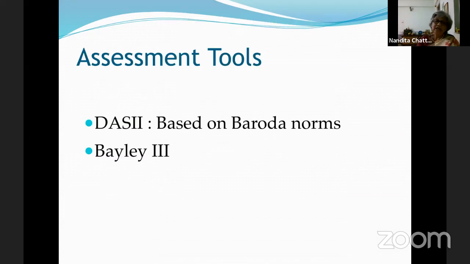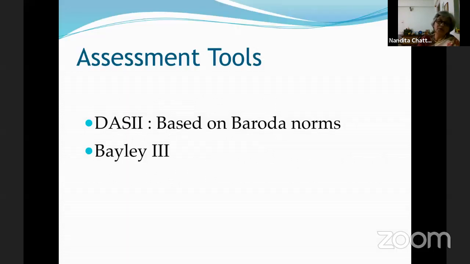For assessment, commonly used tools are, one is DASI, based on Baroda norms. This was devised in India, and the Bailey 3. Both of these are extensive tools. They take a lot of time. Whereas the TDSC takes about 10 minutes to do, these take 1 hour to 2 hours to do. So this is an elaborate tool.